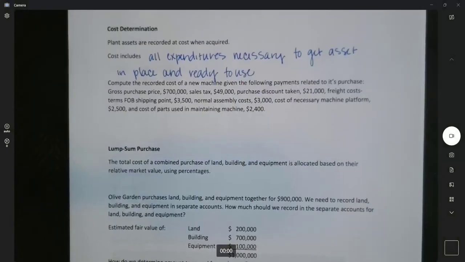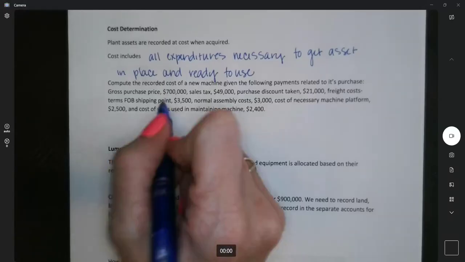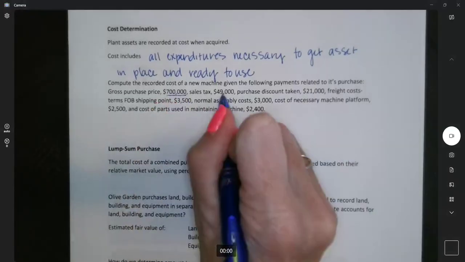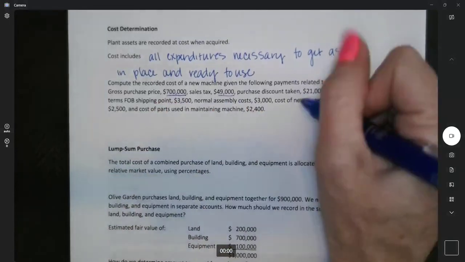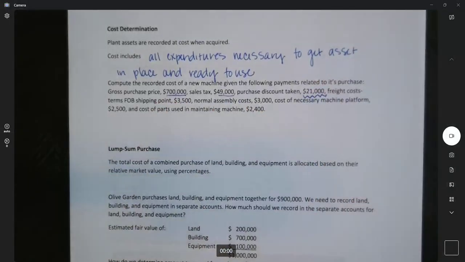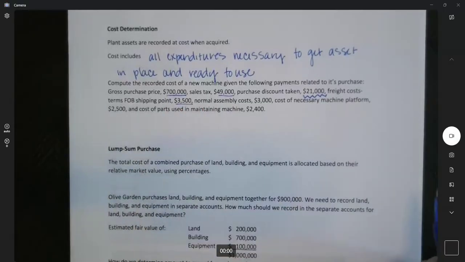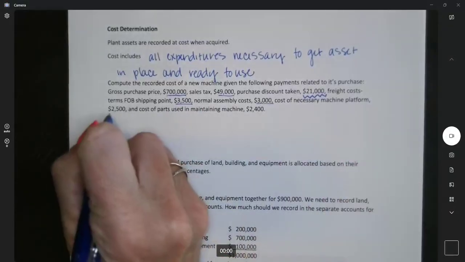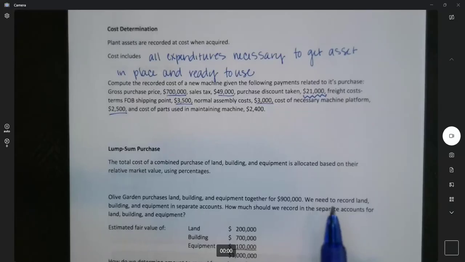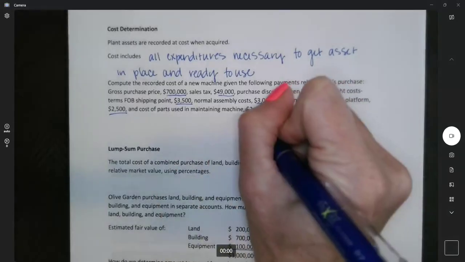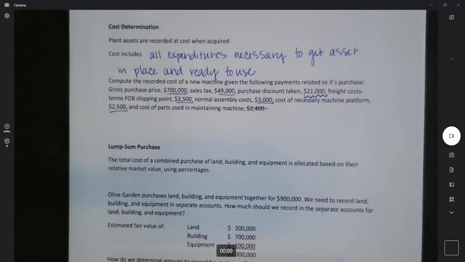Compute the recorded cost of a new machine given the following payments related to its purchase. The gross purchase price is $700,000. Sales tax is $49,000. There's a purchase discount taken of $21,000. Freight costs terms FOB shipping point $3,500. Normal assembly costs $3,000. The cost of a necessary machine platform $2,500, and the cost of parts used in maintaining the machine is $2,400. We won't be including that cost in the regular maintenance. Everything else has to do with getting the asset in place and ready to use.